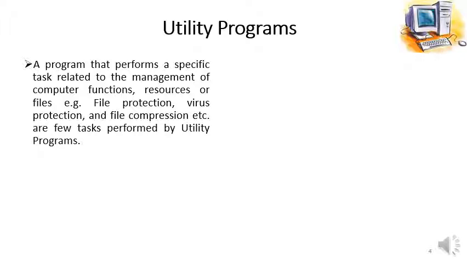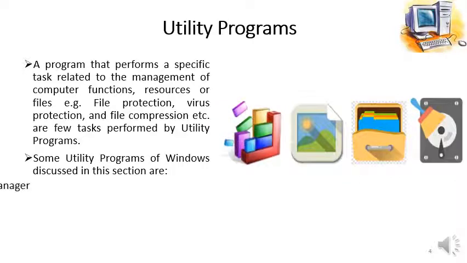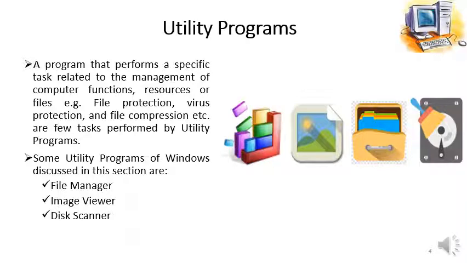The third type of system software is utility programs, which perform functions related to the management of our computer, resources or files. For example, file protection, virus protection, and file compression, etc. These are tasks performed by utility programs. Some utility programs of Windows discussed in this section are File Manager, Image Viewer, and Disk Scanner. These are the three different utility programs that we will discuss in this lesson.